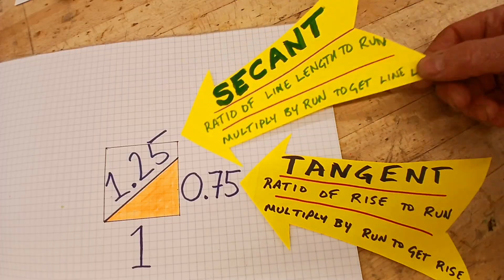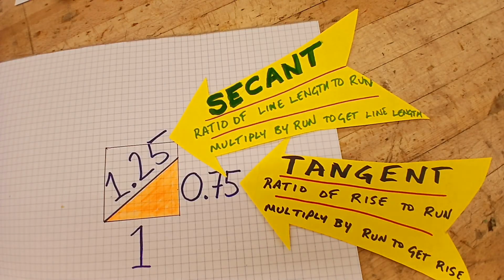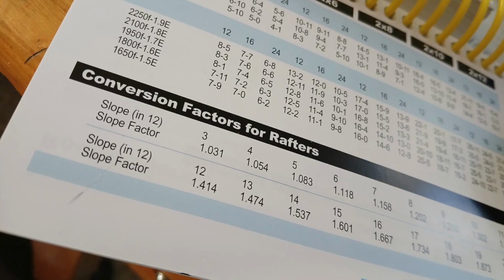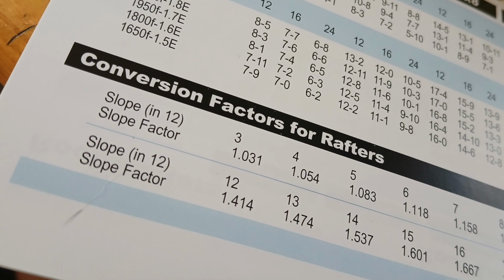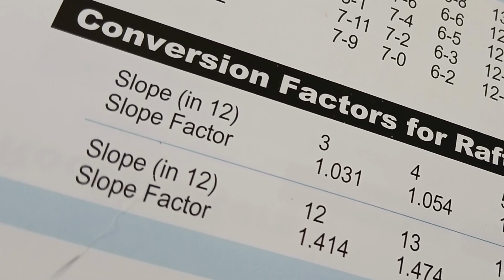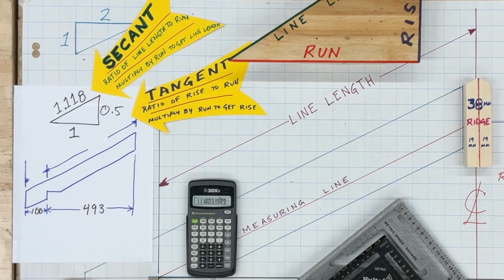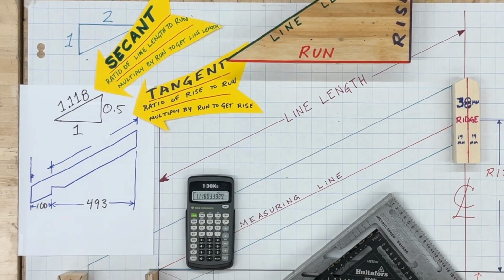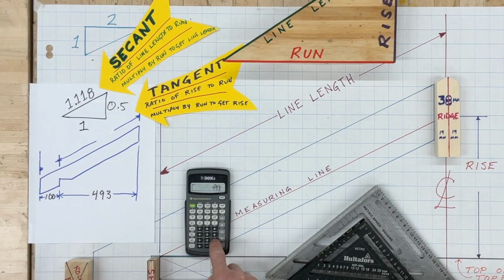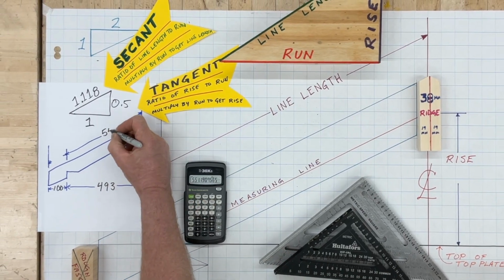In trigonometry, it's called the secant ratio. The span tables call it the slope factor, and Alberta carpenters call it the slope gain factor, or the SGF. What's good about the secant ratio is that you can multiply it by any run in any units, and it will give you the line length in those units.